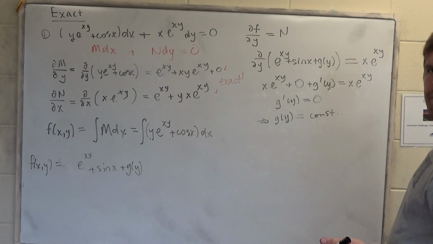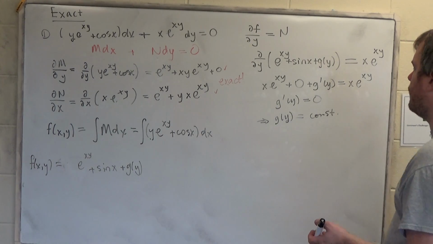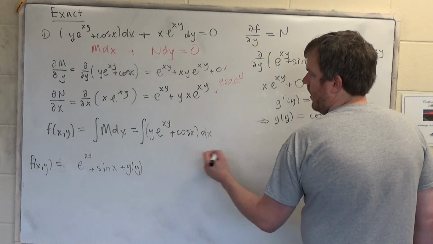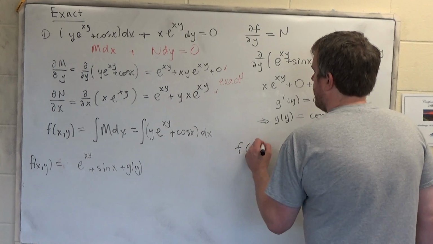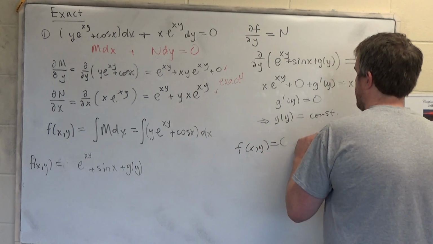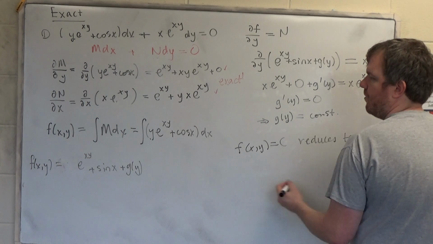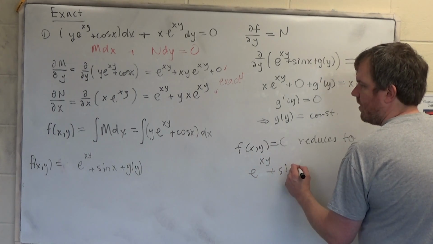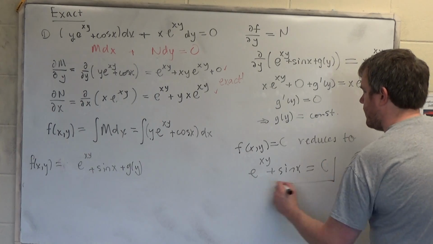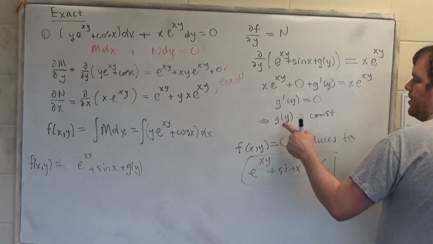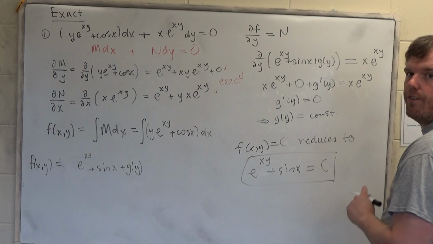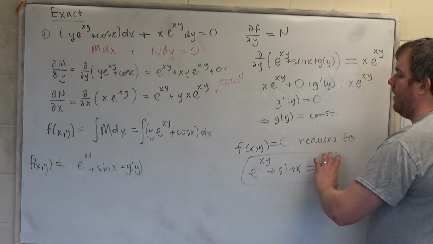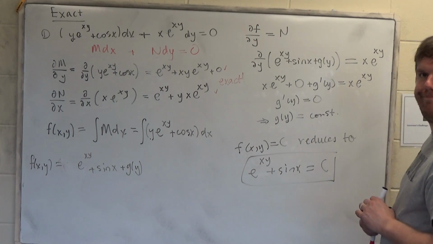Since I already have an arbitrary constant floating around, my solution looks like f of xy equals c, which reduces to e to the xy plus sine x equals c. I can combine the constant from g of y and my constant in the solution already into a single arbitrary constant, and this is my solution.